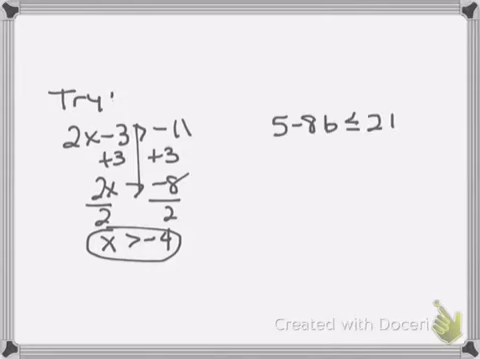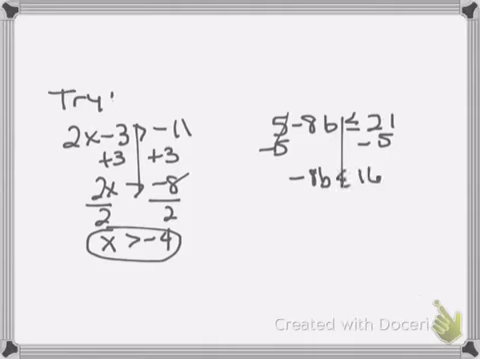Second problem, 5 minus 8b is less than or equal to 21. Draw your wall. I need to isolate b, so to remove the 5, notice in front of the 5 there's no symbol. That means that 5 is positive. So 5 has been added to this problem. I'm going to subtract 5 from both sides of the inequality. What I'm left with on the left side is going to be negative 8b less than or equal to 16.